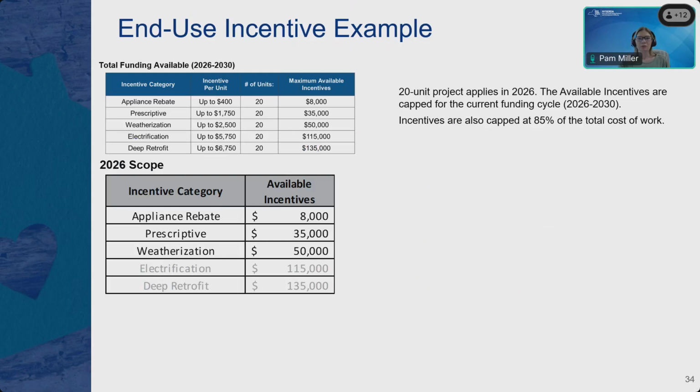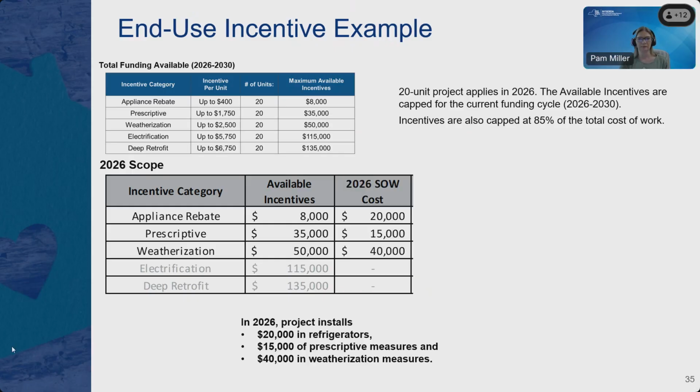So the 20-unit project applied in 2026. We have those available maximum incentives, but we also have the 85% cost cap. Next slide. So in 2026, the cost of work associated with the scope that was applied for was a total of $20,000 for appliances, $15,000 for prescriptive, and $40,000 in weatherization upgrades.